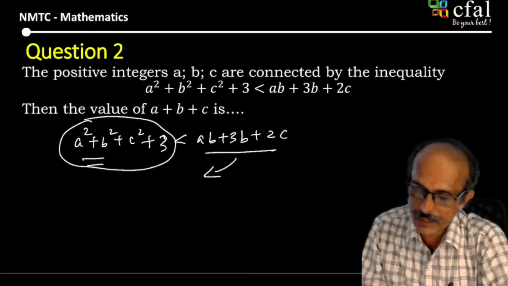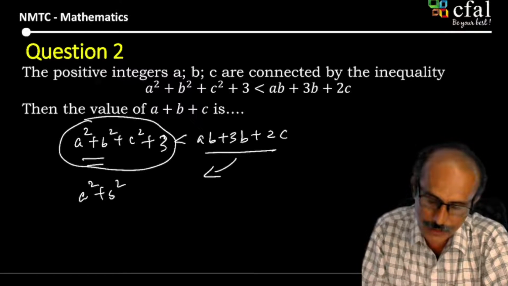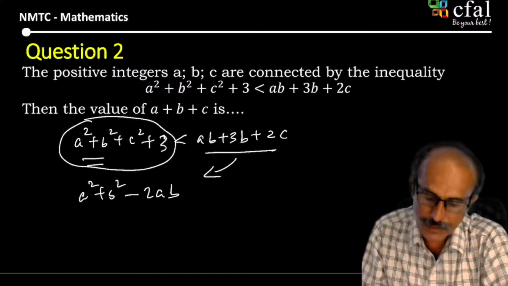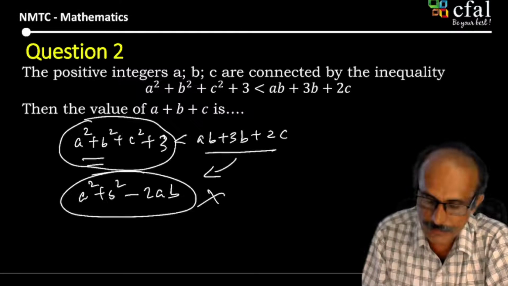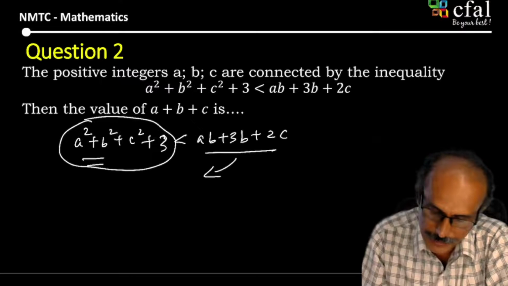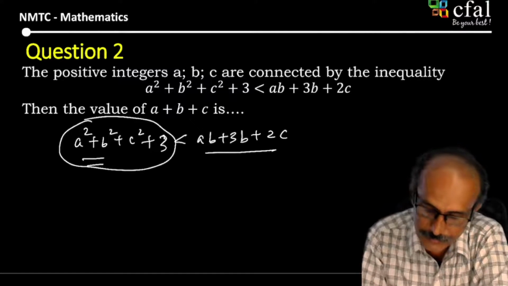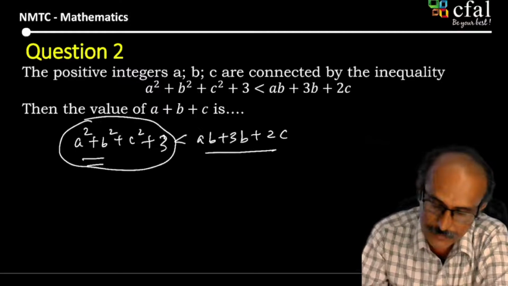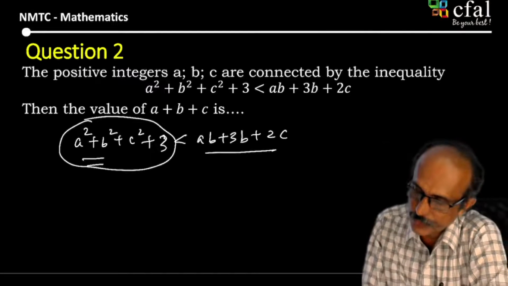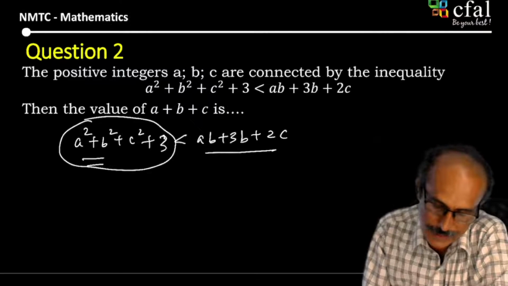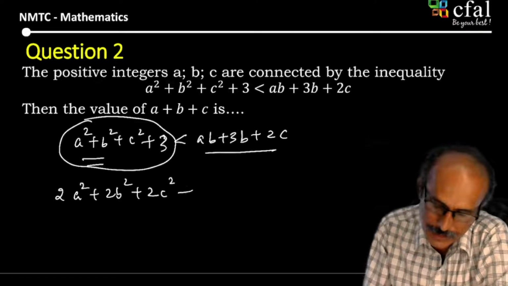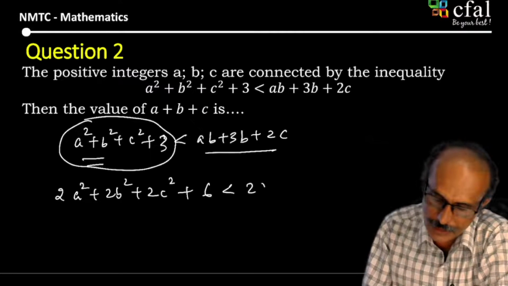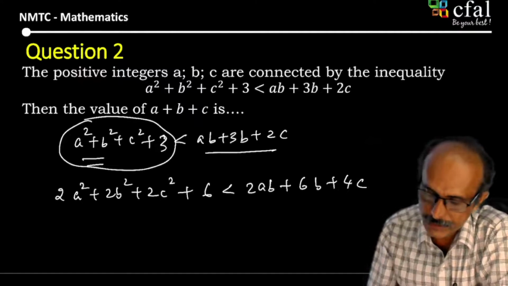Like, see, if I take a square plus b square, I don't have some terms like 2ab, minus 2ab or plus 2ab. So I am not able to make a completion of square. So we have to see some other way. So what we try to do, we just try to multiply this by 2 both sides. 2a square plus 2b square plus 2c square plus 6 less than 2ab plus 6b plus 4c, right?